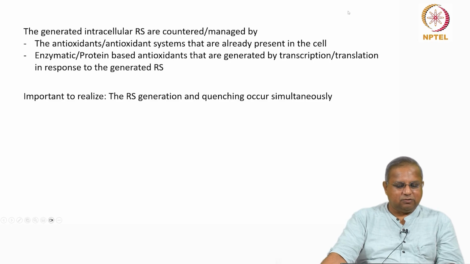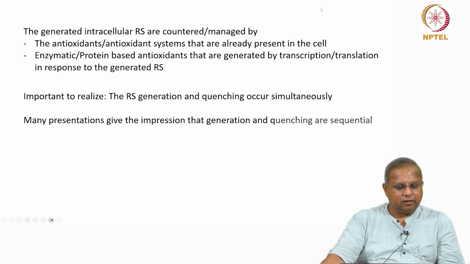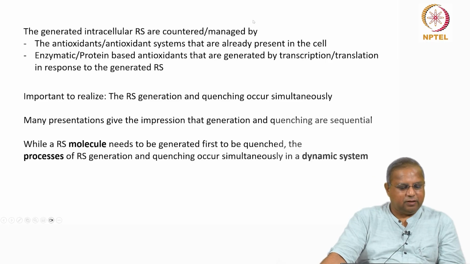So because the generation and quenching occur simultaneously, they are reactions. Many presentations give the impression that generation and quenching are sequential, which is fine. While an RS molecule needs to be generated first to be quenched, the processes of RS generation and quenching occur simultaneously in a dynamic system. Any questions on this?